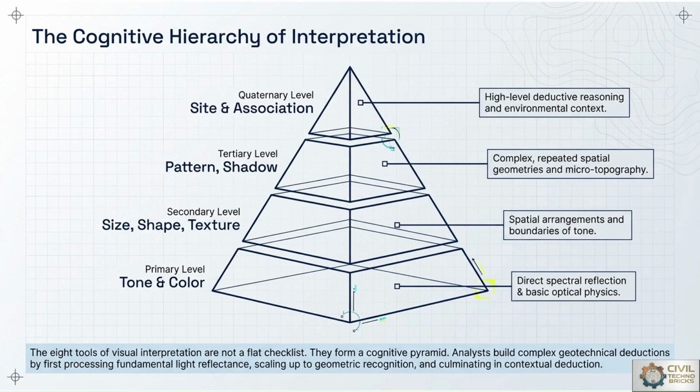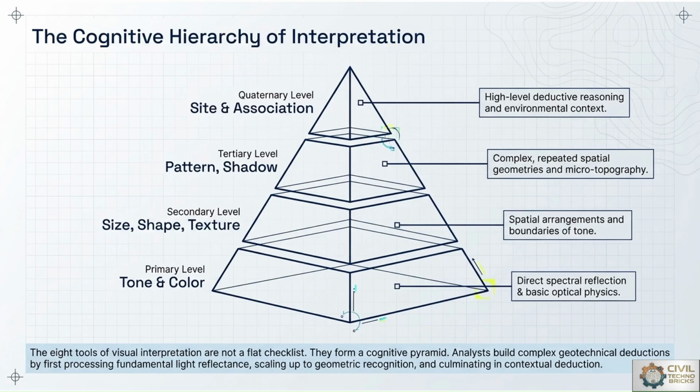And the base, primary level, which is based on tone and color, that is direct spectral reflectance and basic optical physics. The 8 tools of visual image interpretation are not a flat checklist. They form a cognitive pyramid. Analysts build complex geotechnical deductions by first processing fundamental light reflectance, scaling up to geometric recognition, and culminating in contextual deduction.